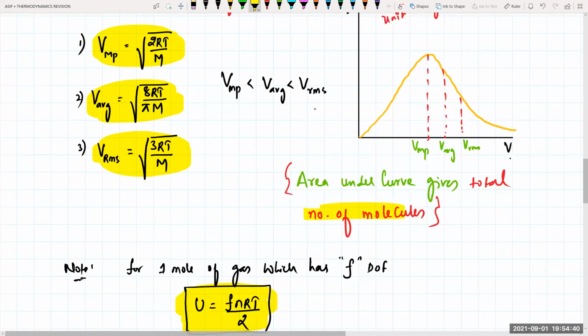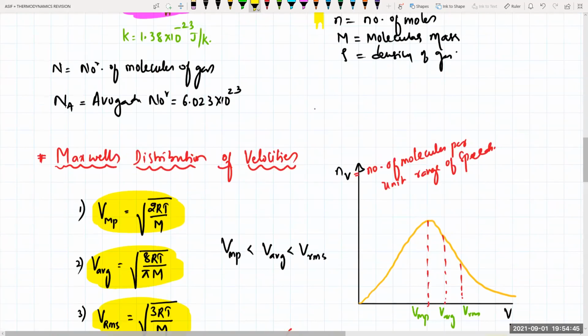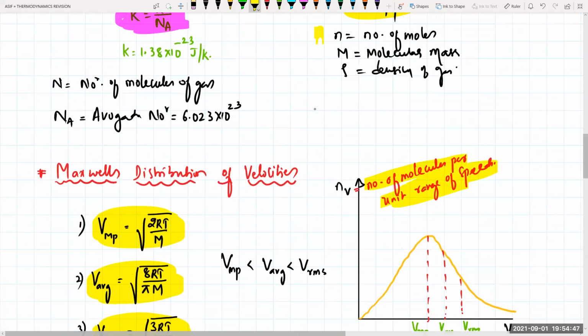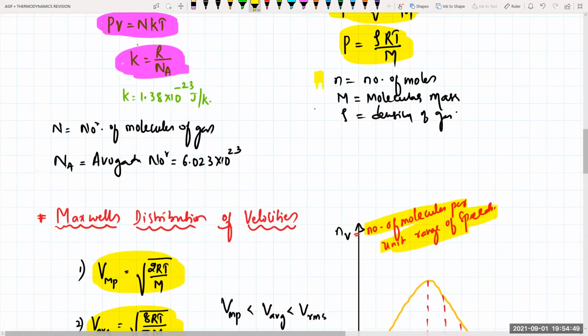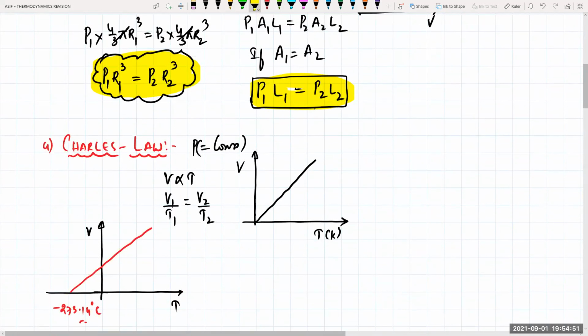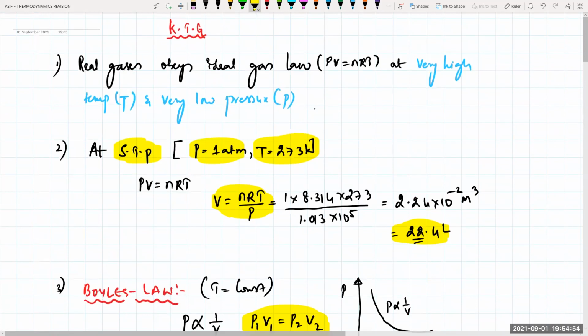And this point is also very important. Area under this curve will give me what? The total number of molecules. And what is this n? n is nothing but the number of molecules per unit range. All these things you need to remember and practice; that will help you in a great way for your exam. Is that clear?